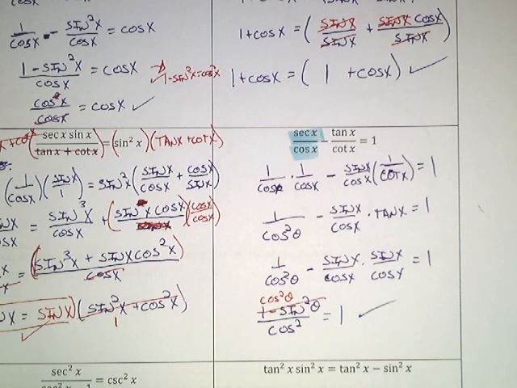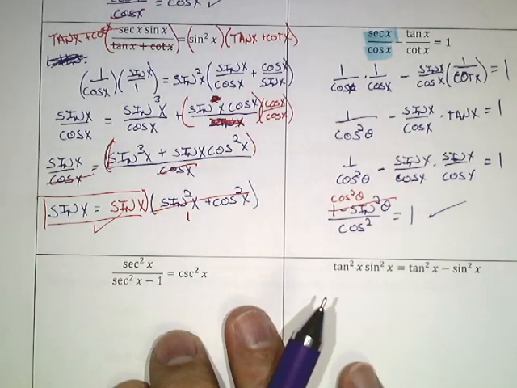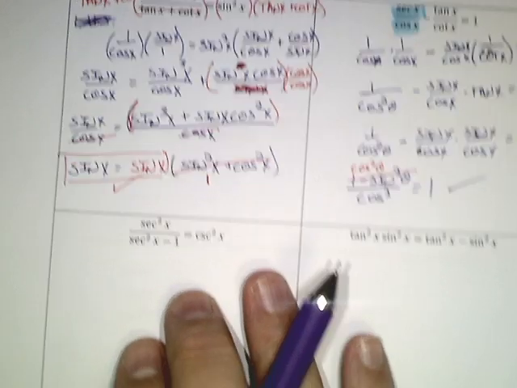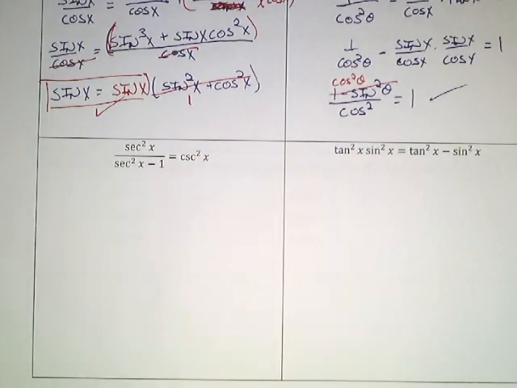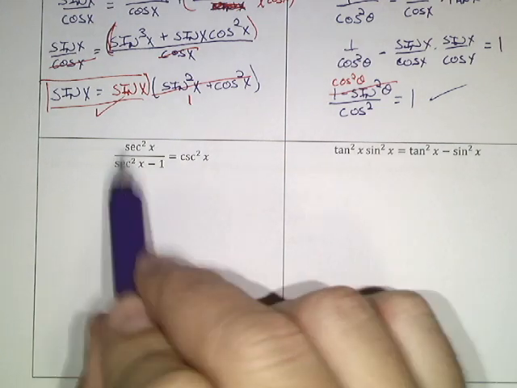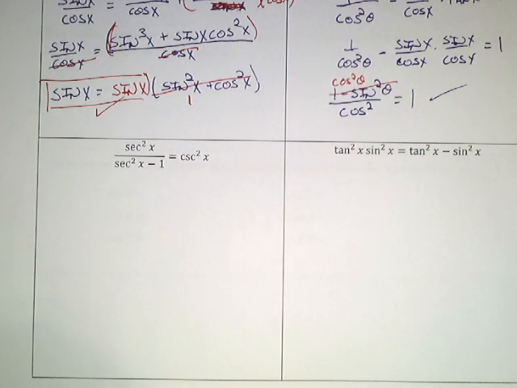Okay, so this one, make sure we're on the page here. Secant squared x over secant squared x minus 1 is equal to cosecant squared. We have a lot of good stuff in here. Namely, we have a lot of squares, which hints at some Pythagorean identities.